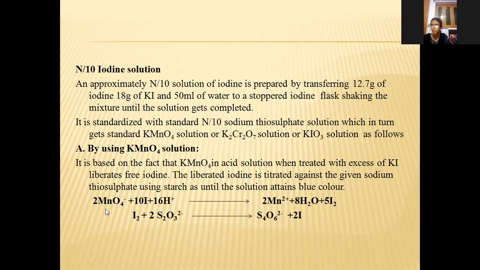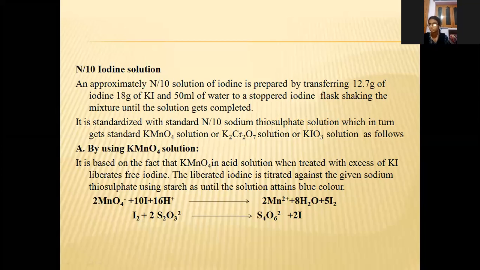If you see the reaction here, 2 molecules of permanganate, 10 molecules of iodide, and 16 molecules of hydrogen, when they react with each other, we will get 2 molecules of manganese, 8 water molecules, and 5 iodine. So here the free iodine is formed.